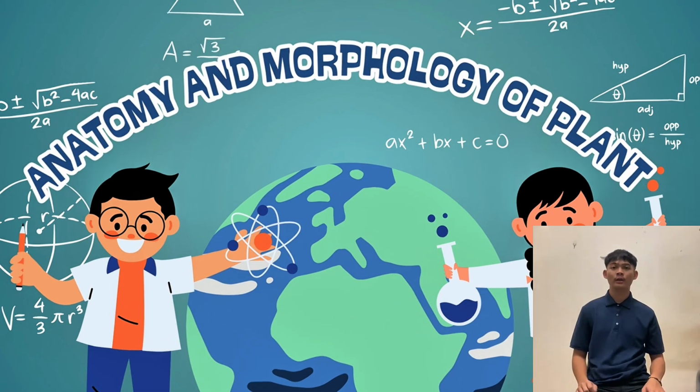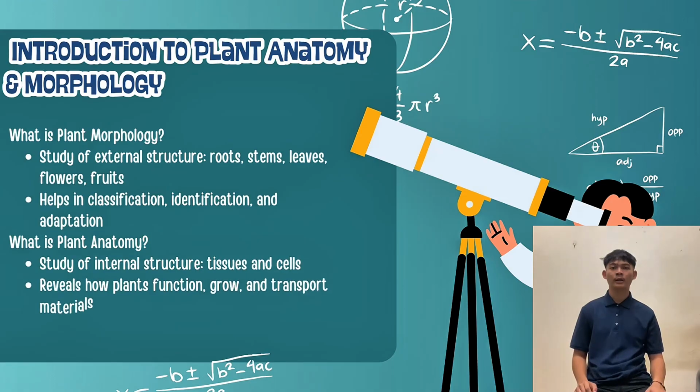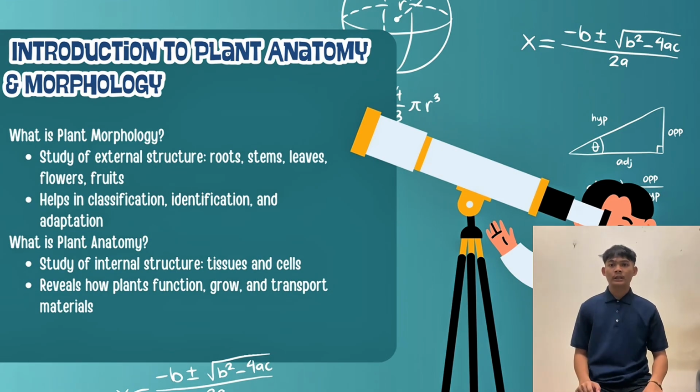In this video, our group will present about plant anatomy and morphology. Let's begin by understanding what plant anatomy and morphology are. Plant morphology is the study of a plant's external features, what we can see with our eyes, like the root, stem, leaf, flower, and fruit. It helps us identify and classify different types of plants.